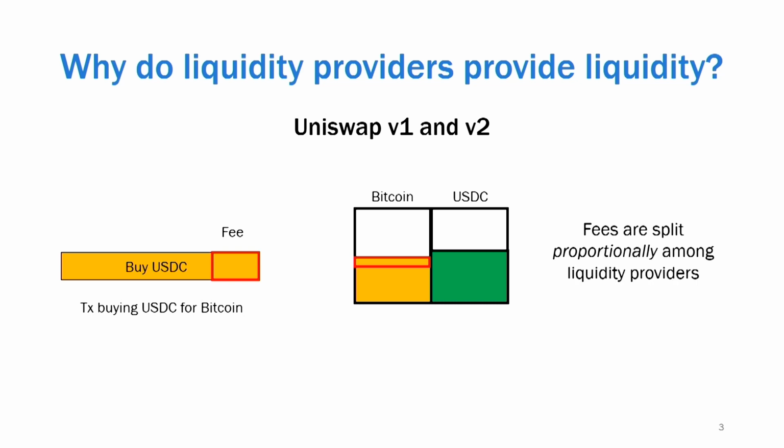Now, in Uniswap V1 and V2, which are decentralized exchanges running on Ethereum, and some of the most common ones, these fees are split proportionally among liquidity providers. So if all of the liquidity providers input funds equally, then they'll equally divide the returns.